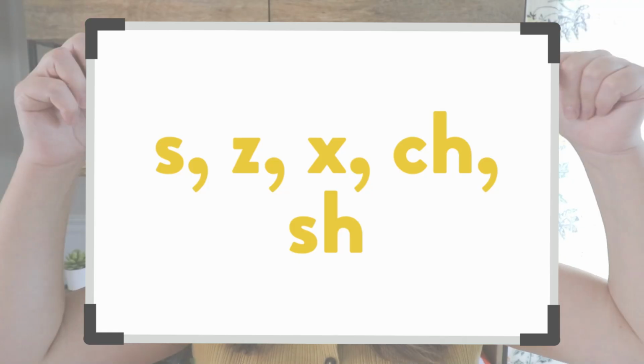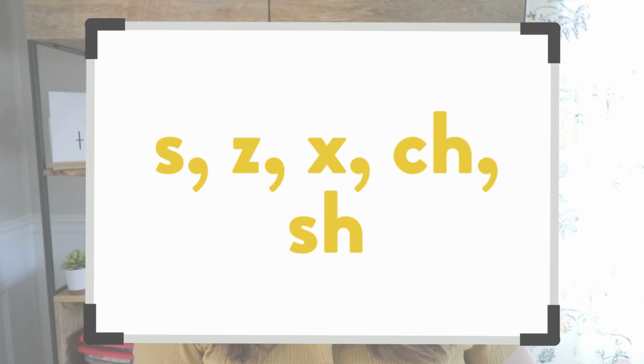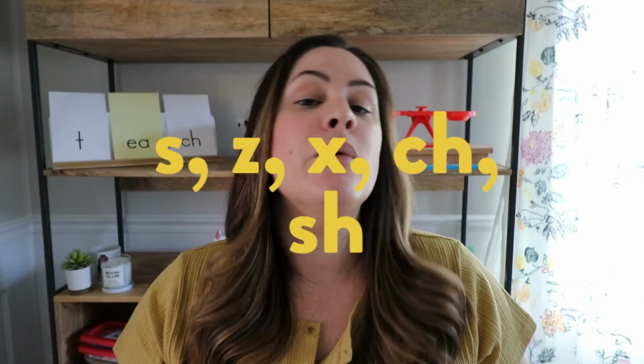Now, the other quick rule is that sometimes we don't add s to the end of a word, we add es. And we do that when our root word ends in these letters: s, z, x, and then the digraphs ch and sh. Whenever a root word ends in those letters or combination of letters, we add es as our suffix.